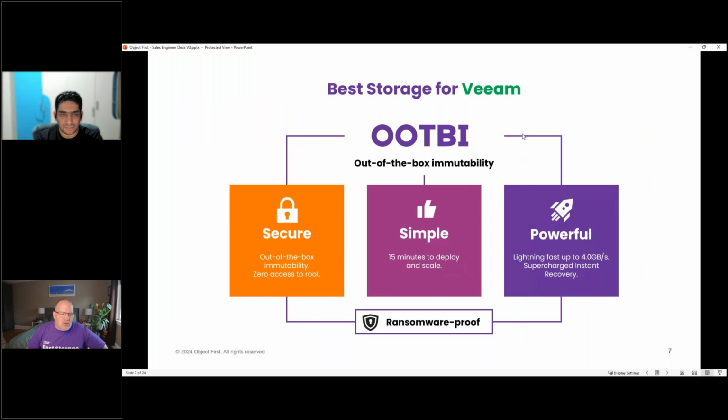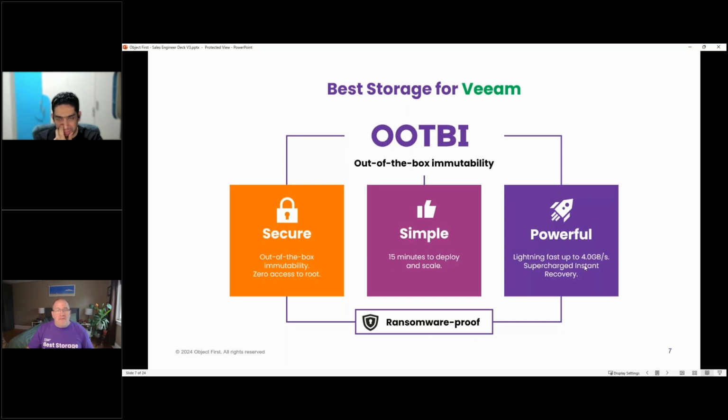Okay, this is just a general slide about it's secure, it's out of the box, reminder, immutability, zero access to root. So 15 minutes deploy and scale. We've timed this with customers, even lazy ones who go for breaks. No, there's no lazy customers, but literally if you work rather diligently, you can have it racked ready and have backups running in 15 minutes. There's nothing you need to do extra.